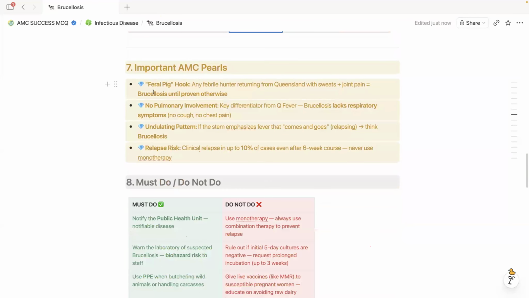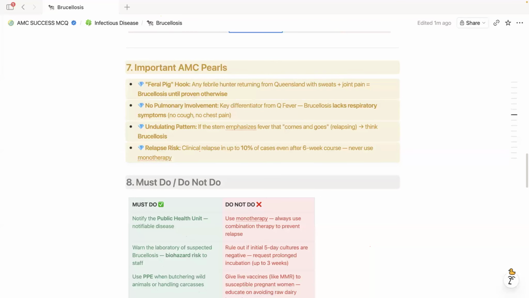Now some points. Feral pig clue: any febrile hunter returning from Queensland with sweating and joint pain, think about brucellosis until proven otherwise. No pulmonary involvement is a key differentiator from Q fever; brucellosis lacks respiratory symptoms, with no cough and no chest pain. Undulating pattern: if the stem emphasizes fever that comes and goes, relapsing, think about brucellosis. The relapse risk is up to 10% of cases even after a 6-week course.